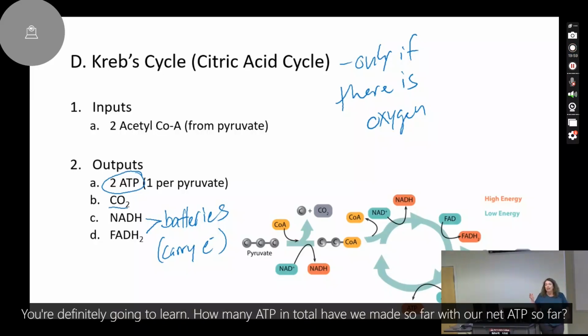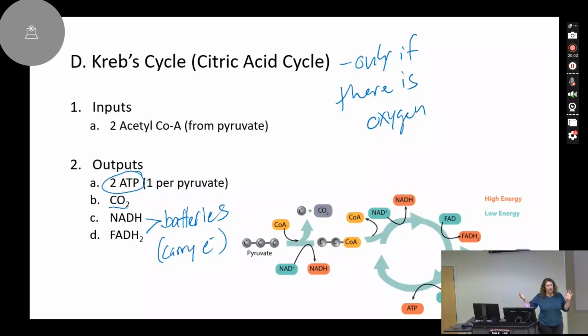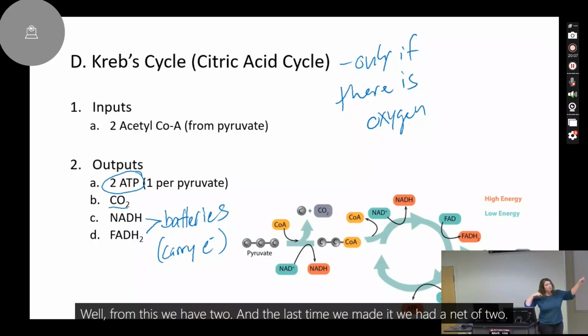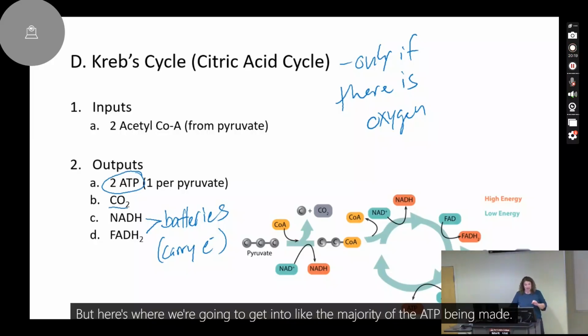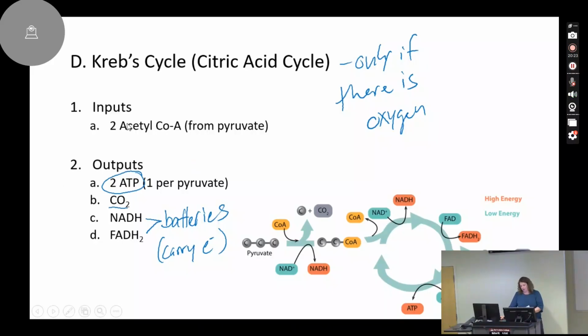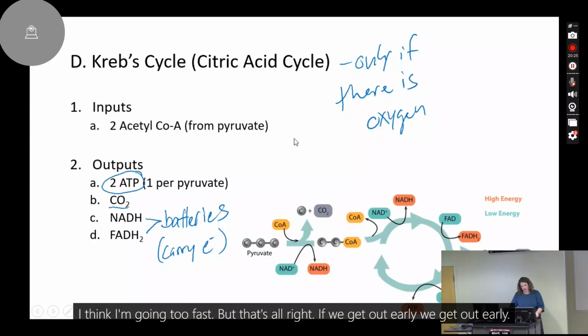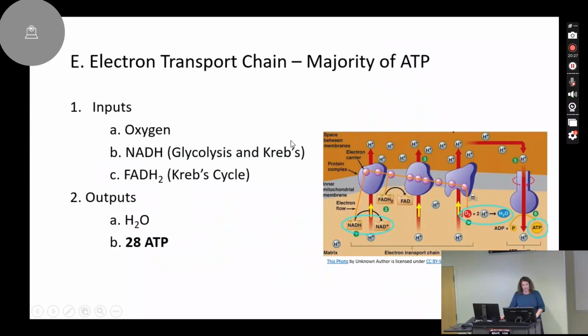How many ATP in total have we made so far? What's our net ATP so far? Well, from this we have 2, and the last time we had a net of 2, right? So we've made 4 ATP so far. Cool. But here's where we're going to get into the majority of the ATP being made.